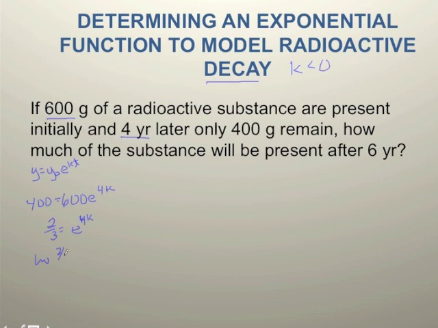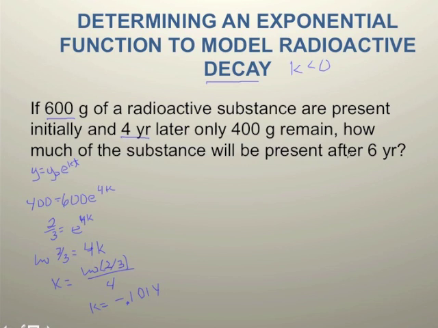So ln of 2/3 equals 4k. So k equals the ln of 2/3 divided by 4. Will caution you, do not just wait till the final thing to put this all in the calculator. Do not do any calculations along the way. It rounds things off when your numbers end up a little bit off. When you put that in your calculator, you'll find out that K equals negative 0.1014.